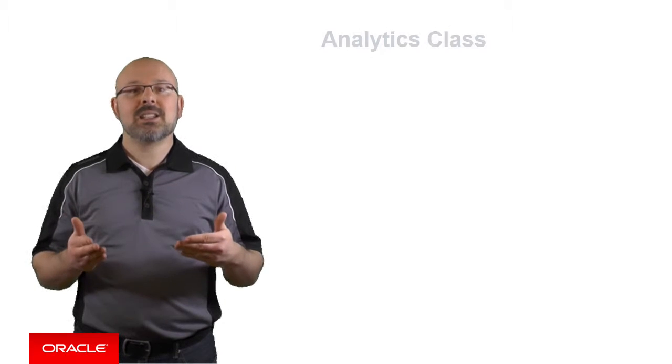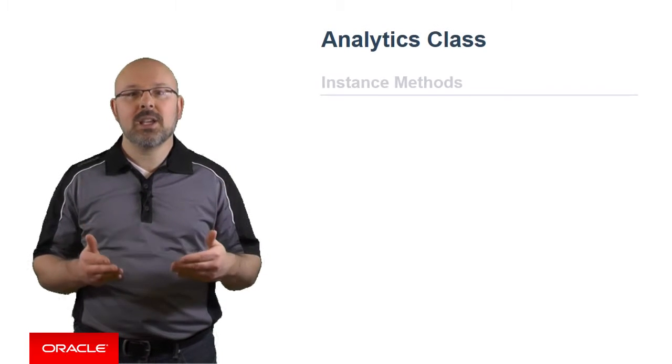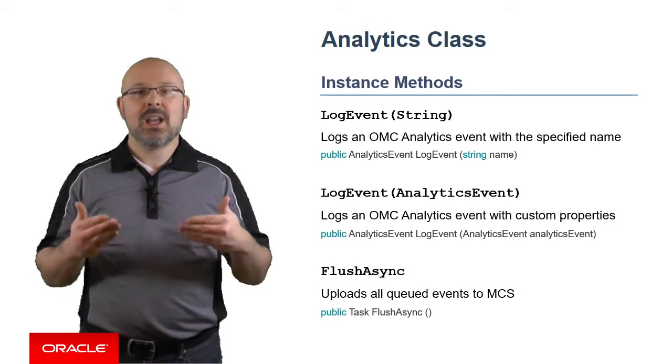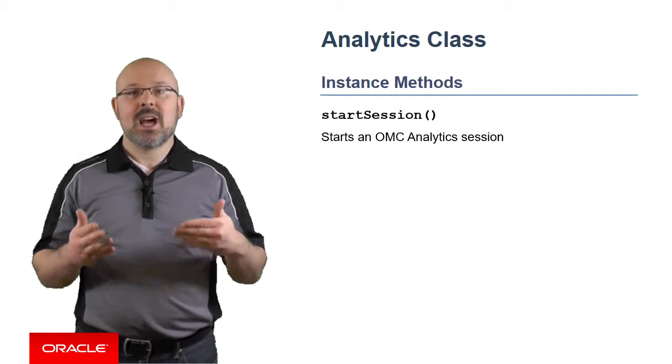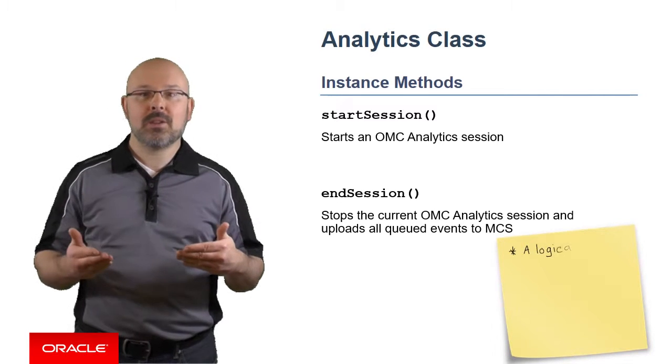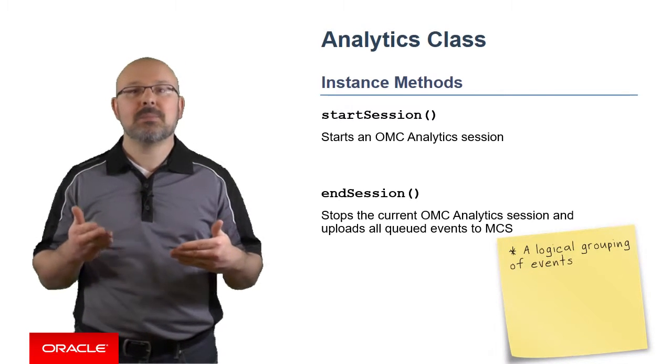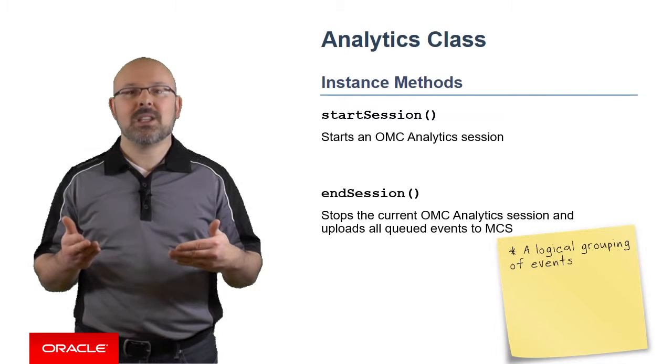As with other MCS APIs, all the features of the Analytics API are made available through a service proxy. The name of that proxy is Analytics, not surprisingly. The Analytics class contains methods for logging new or existing events, posting all events to the server, and starting and ending sessions. A session is simply a logical grouping of events. You can initiate sessions explicitly by calling the Analytics API, or you can let the SDK manage sessions itself.